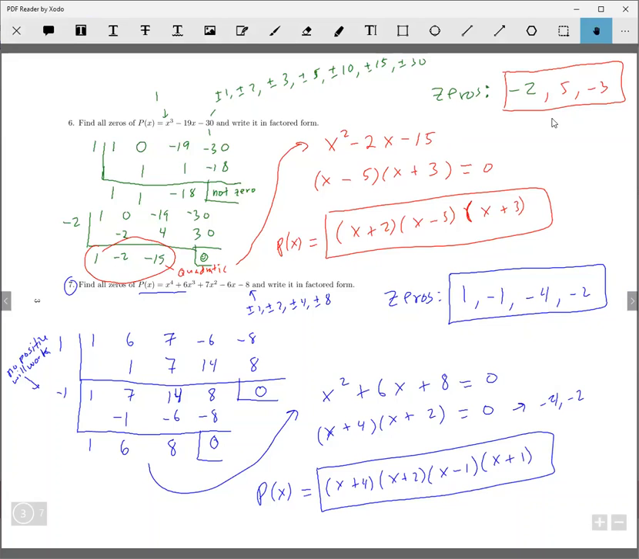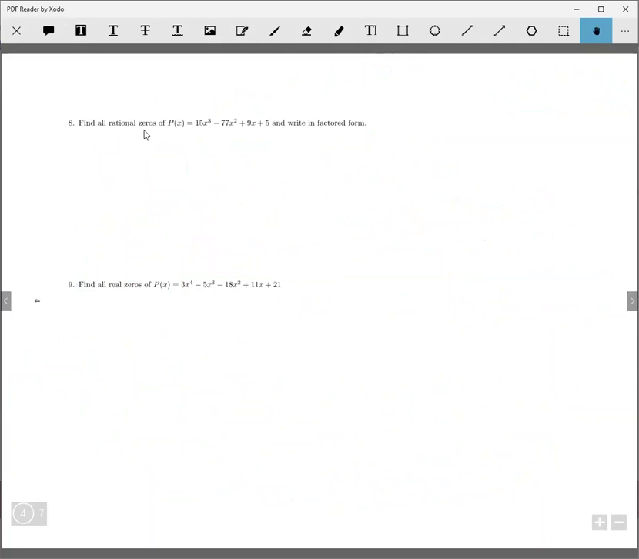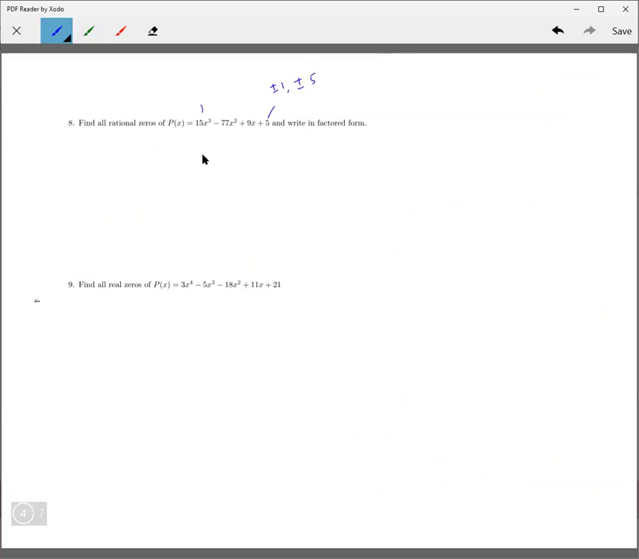Okay, let's move on. Find all rational zeros of this and write in factored form. Okay, so you're looking at factors of this one, plus or minus 1 and plus or minus 5. Only 2 of them, yay, but before you celebrate, look at the 15. It's got 1, 3, 5, and 15. Boo.